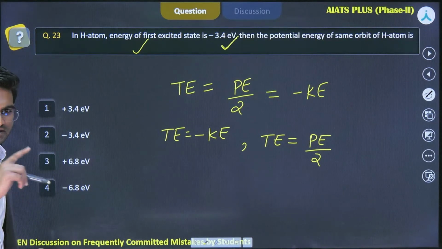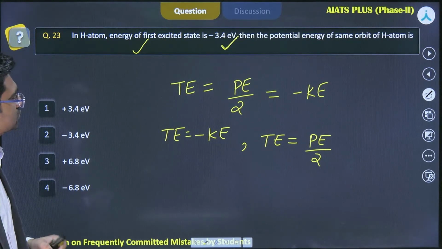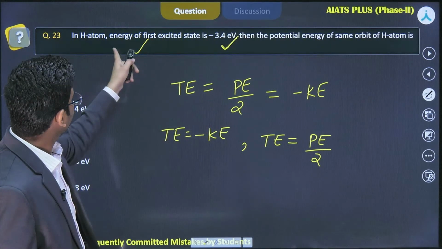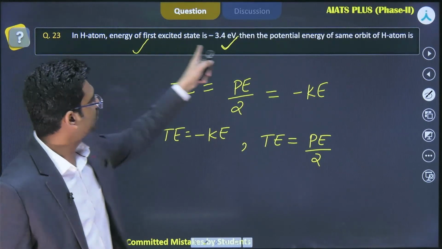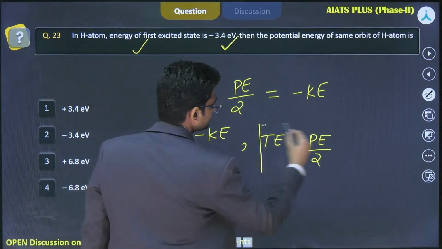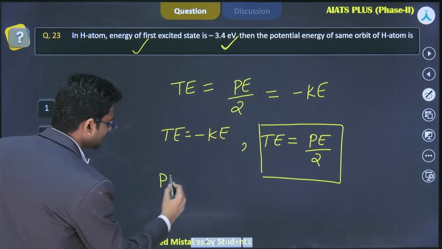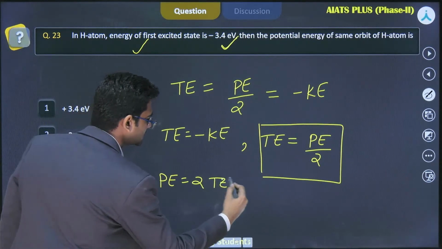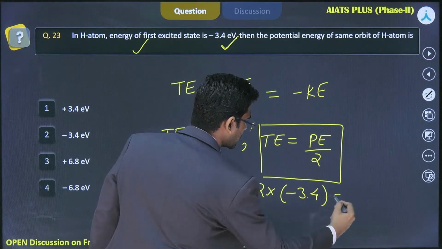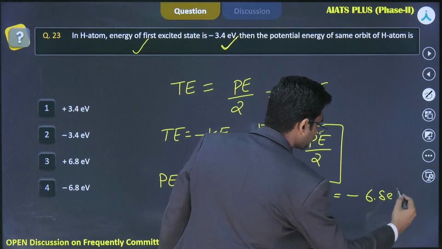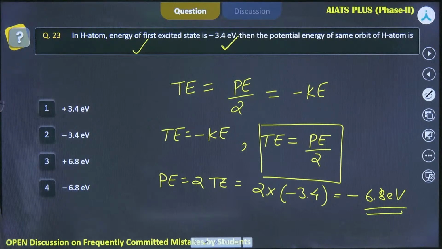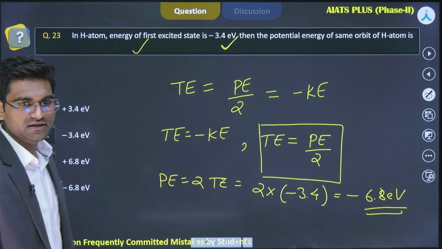Okay, Study, you are giving me answer 3.4. Let's see. So total energy and potential energy. We have already been given the total energy and we have to find the potential energy. Just put the values in this equation. Potential energy is equal to twice of total energy, that would be 2 into minus 3.4, which is equal to minus 6.8 electron volt. Okay, so this is the answer. Study, this is minus 6.8 electron volt.